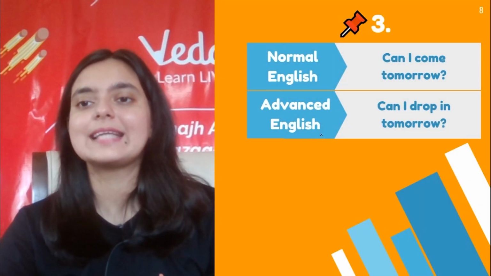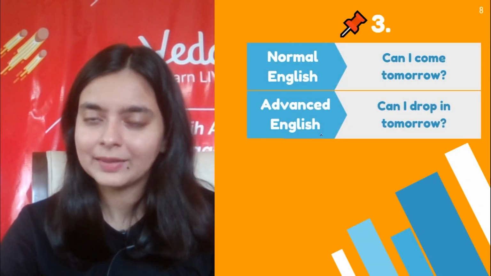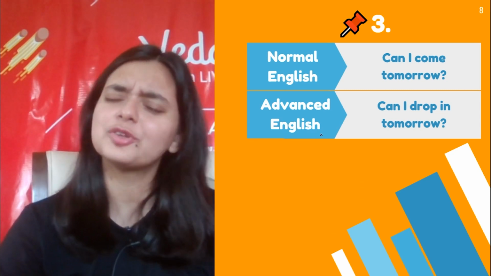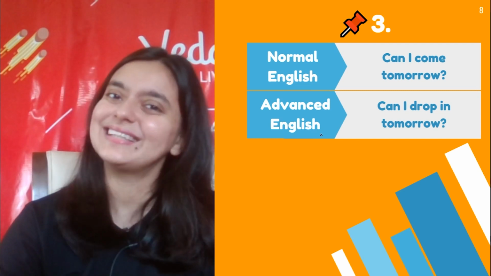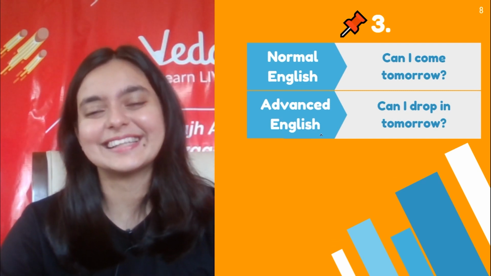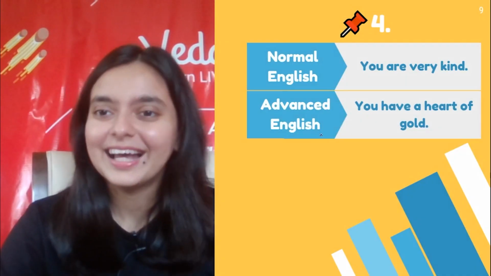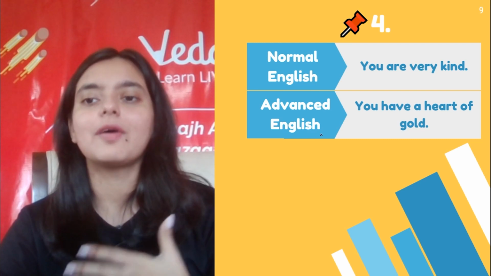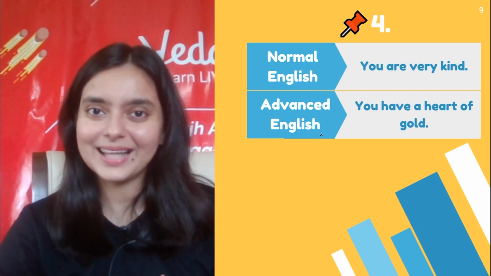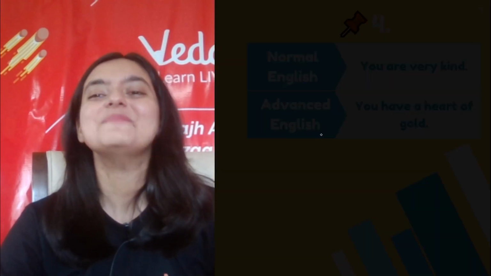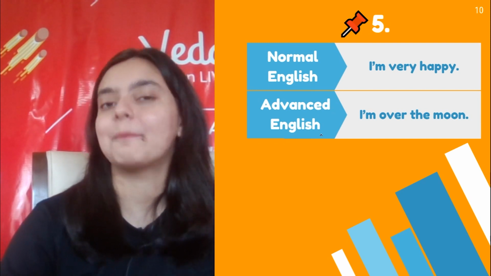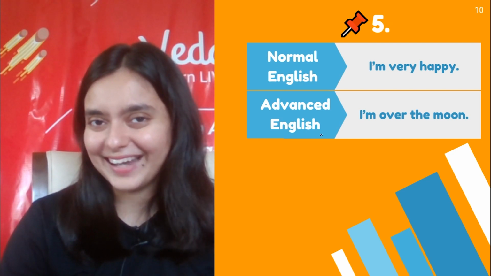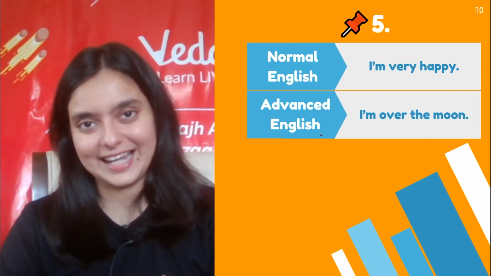Third example is, can I come tomorrow? Instead of that, if you want to make it interesting, you can ask, can I drop in tomorrow? Sounds interesting, right? What do you think, guys? Fourth one, you are very kind. Instead of saying you're very kind, you can just say you have a heart of gold. Wow, that's wonderful. Okay. Fifth one is I'm very happy. Instead of saying that, I'm over the moon. Right? So that is advanced English.